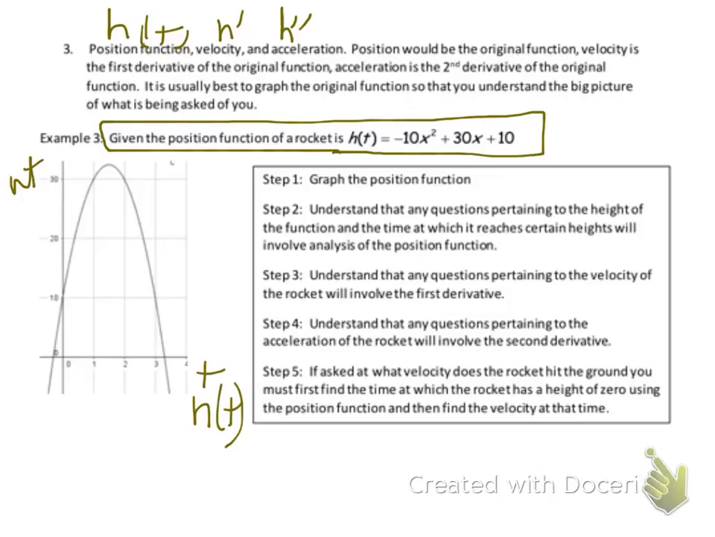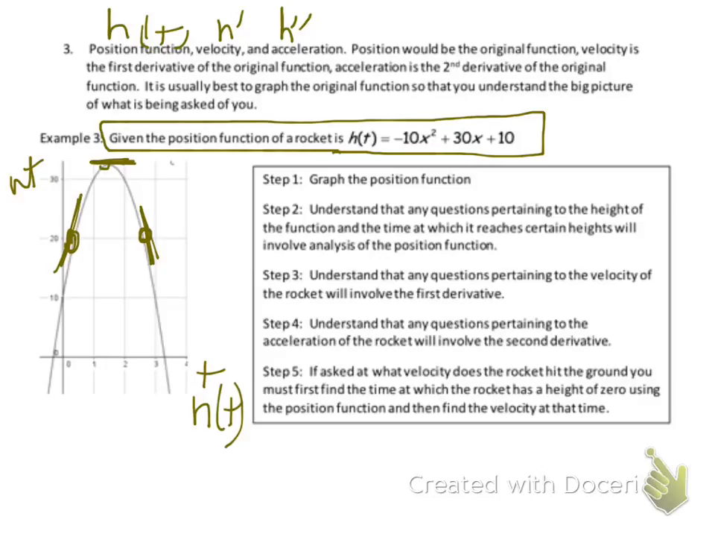Once I see that, I understand that any question about the height of the function goes back to this position function. Any question about the velocity is the first derivative. So right here, the velocity is 0. Right here, the velocity is negative. Right here, the velocity is positive.